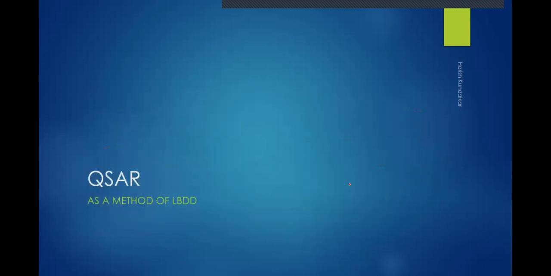All right. So with that, we have finished docking, and in the coming lecture we'll talk about QSAR, which is another method of ligand-based drug design, quantitative structure activity relationship.